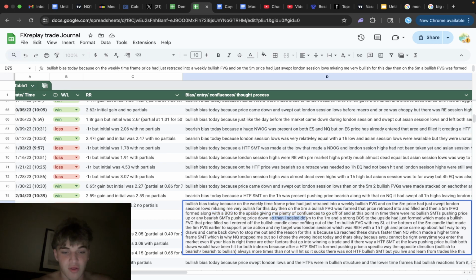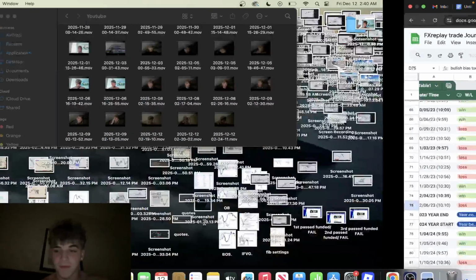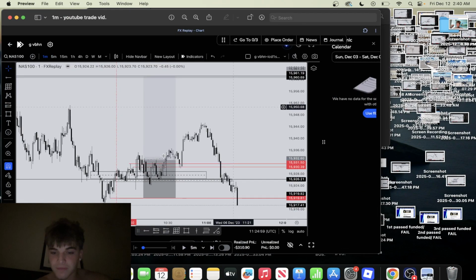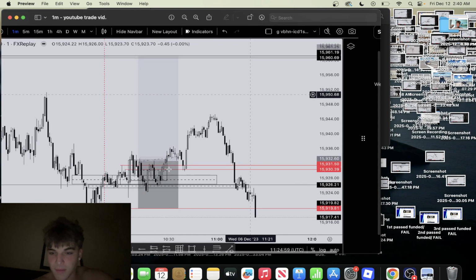Okay, so then I scale down to the 1 minute, and a strong break of structure to the upside had just formed, which made a bullish fair value gap that price filled. So I entered off the bullish candle close coming out of the 1 minute fair value gap.